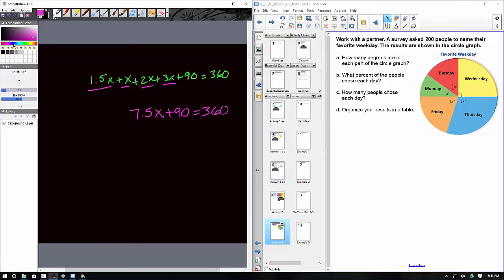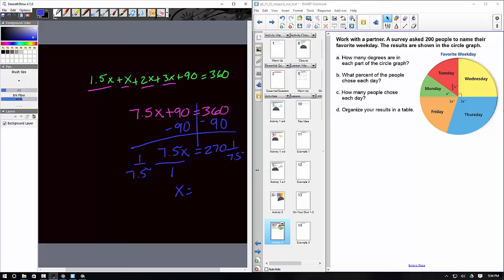And then what I could do is go through and subtract my 90s from both sides. And now I have 7.5x equals, in this case, 270. And then I want to do the multiplicative inverse, is what I call it. So 1 over 7.5 to both sides. The reason why I'm doing all this is because I want to solve for 1x. Once I know what 1x is, I can figure out the rest of these very easily.